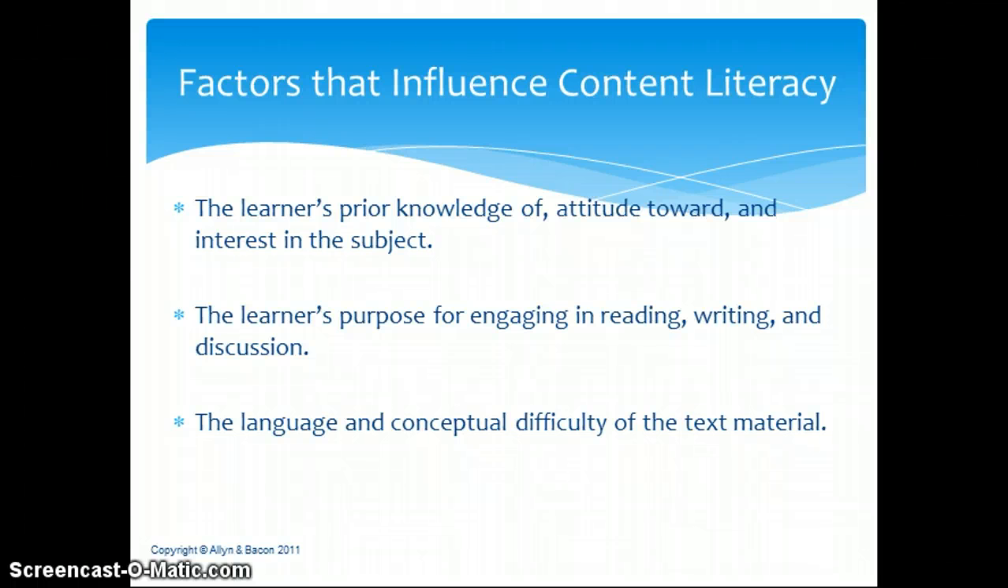Obviously, the language and the conceptual difficulty of the text material. How difficult the concepts are that they're going to learn and engage with will influence how much they learn, and then how complex that language is. So when we think back again to the language of a scientist, mathematician, historian, artist, etc., how familiar or unfamiliar that language is to them, and how difficult in general it is for them to understand, not just individual words and vocabulary, but how sentences are put together, is going to influence how much they take away or how much they learn.